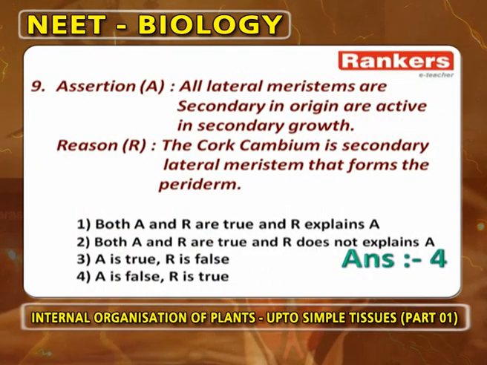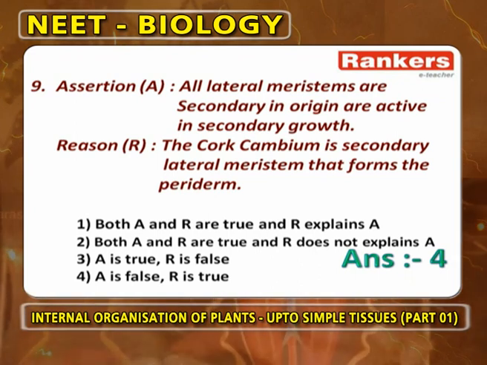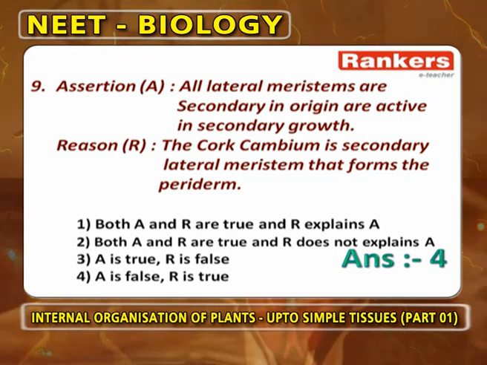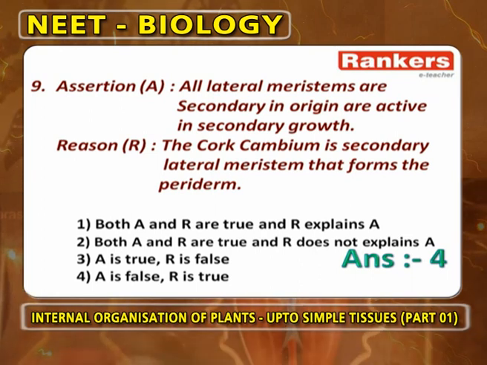This is another assertion reasoning question. All lateral meristems are secondary in origin, active in secondary growth. The cork cambium is a secondary lateral meristem that forms the periderm. All lateral meristems are secondary in origin, you cannot say, because the vascular cambium or cambial ring is not a lateral meristem. So all lateral meristems are secondary in origin is wrong.